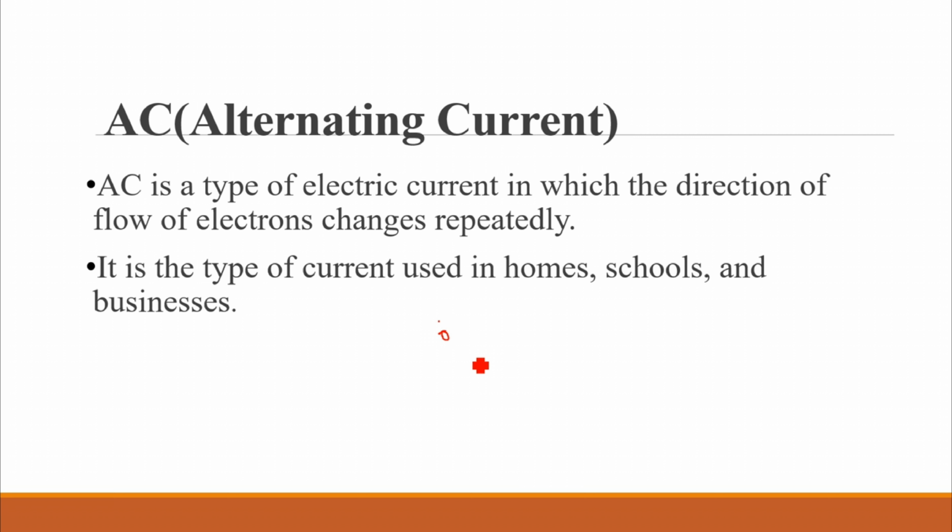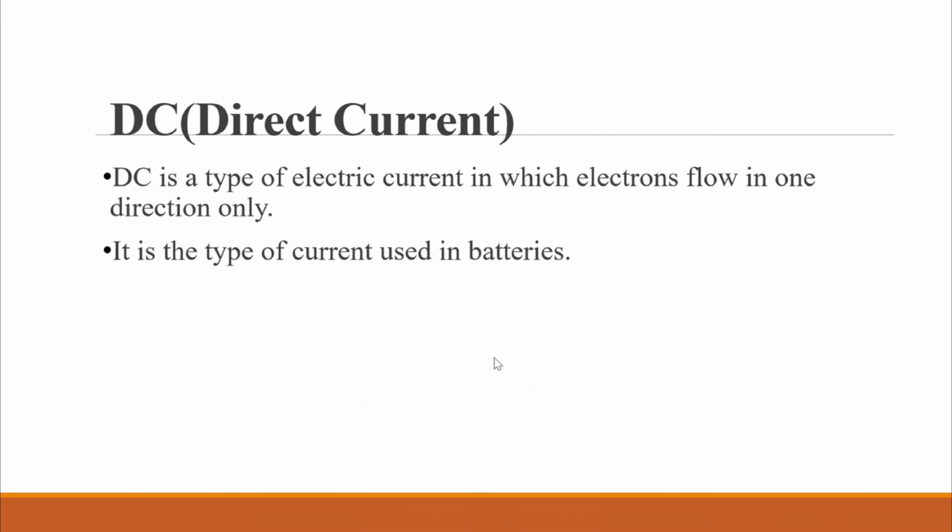Like, for example, these are the electrons and it is moving back and forth. If you are using alternating current, then the direction of flow of electrons is on both sides, like back and forth. But if you use DC, direct current is a type of electric current in which electrons flow in one direction only. That means the electrons are flowing in only one direction, either this direction or this direction.